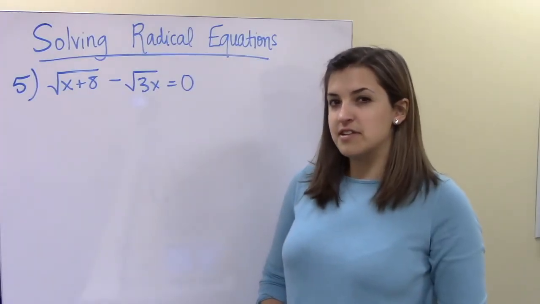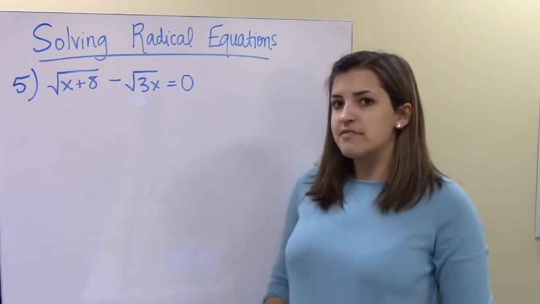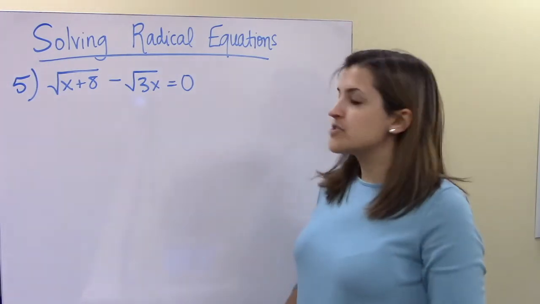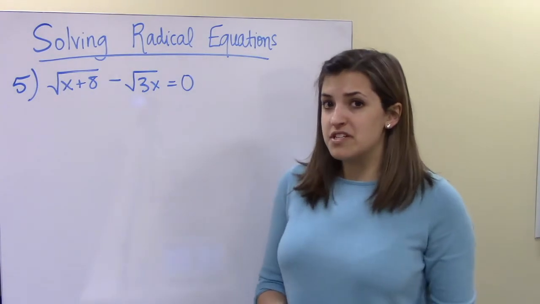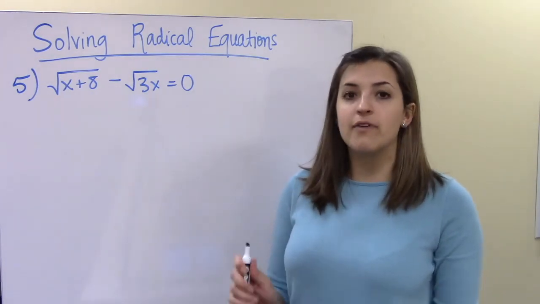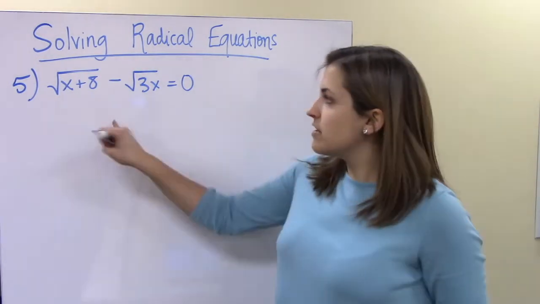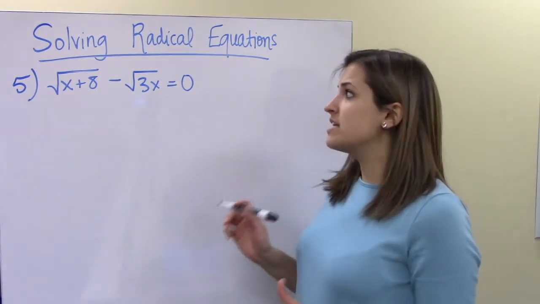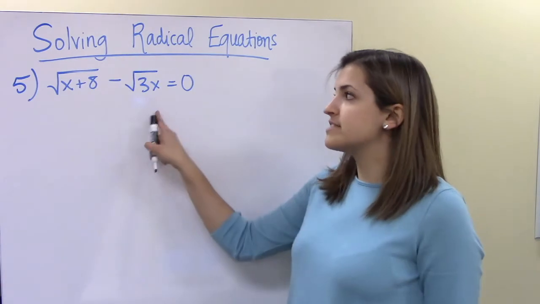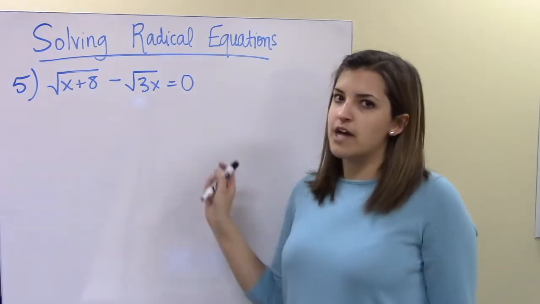Number 5 looks a little bit different. So here we have square root of x plus 8 minus square root of 3x equals 0. We have a couple of options here too, but I am going to show you by far the easier method. We could square everything to begin with, but that way we'd have to end up FOILing. We have some term minus another term, so we're going to have to FOIL those out.